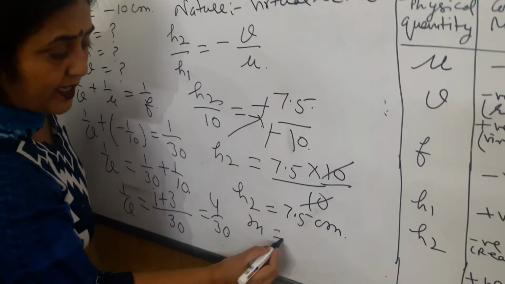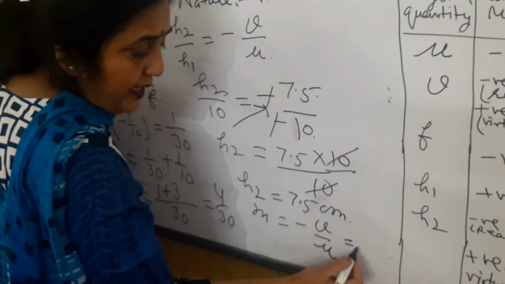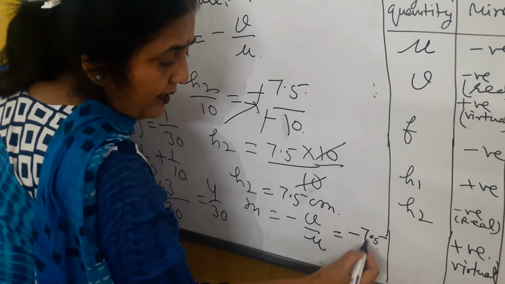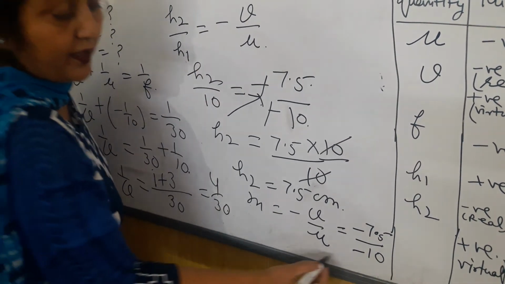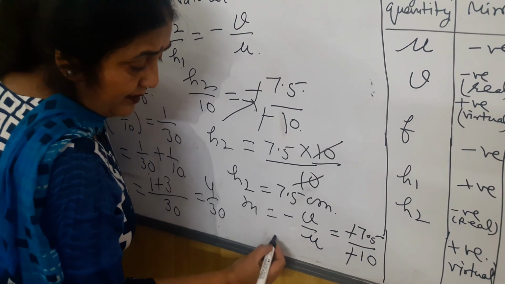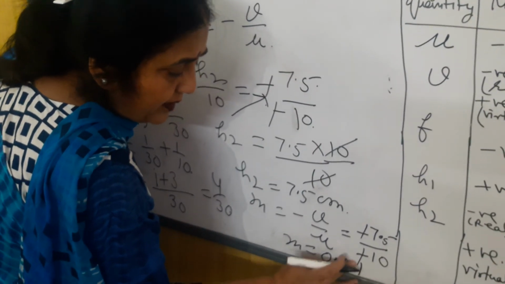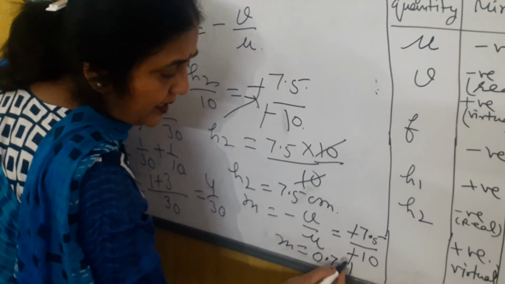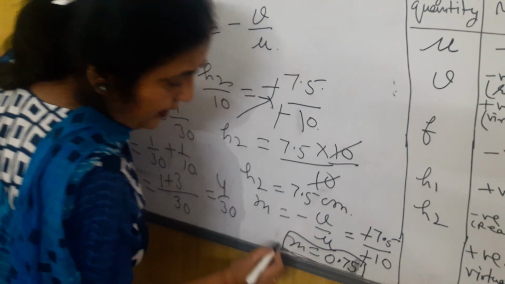Now magnification is minus v upon u. It is minus 7.5 upon minus 10. Minus cancel. Magnification is 0.75. And magnification is a number. It does not have any unit.